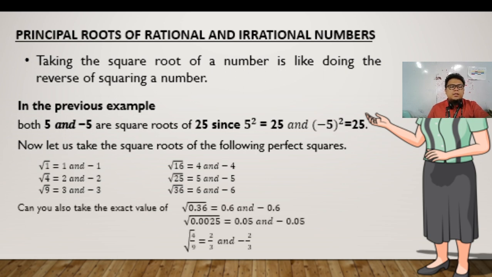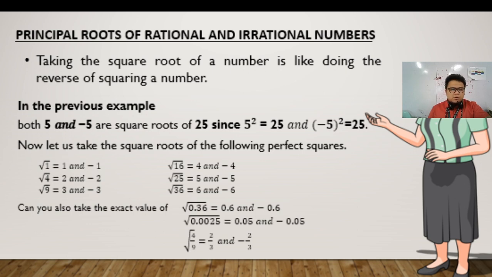You can also take the exact value if we are going to look for the square root of a perfect square with a decimal point. For example, we have 0.36. The square root of 0.36 is 0.6 and negative 0.6. And the square root of 0.0025 is 0.05 and negative 0.05. So still it has a negative and a positive value.